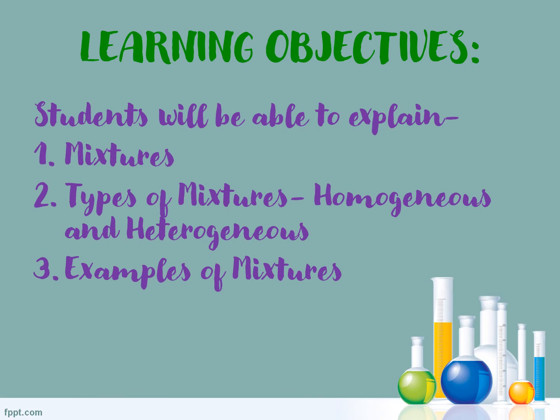Previously, we had discussed pure and impure substances and the types of pure substances. So today, we are going to discuss the types of mixtures, that is homogeneous mixtures and heterogeneous mixtures, including examples with special reference to alloys. So let us begin.